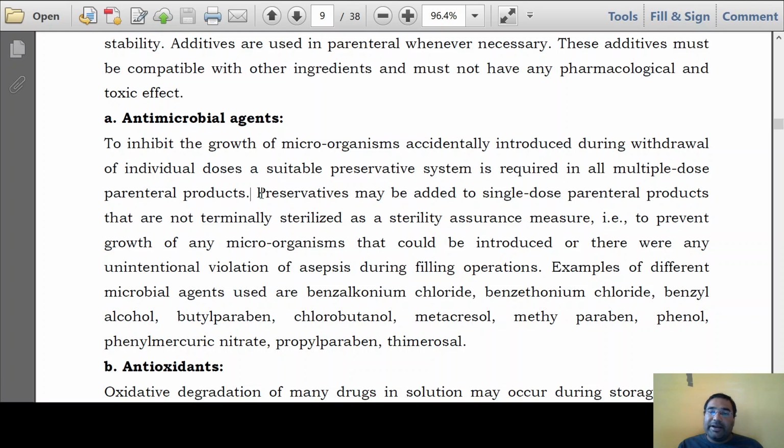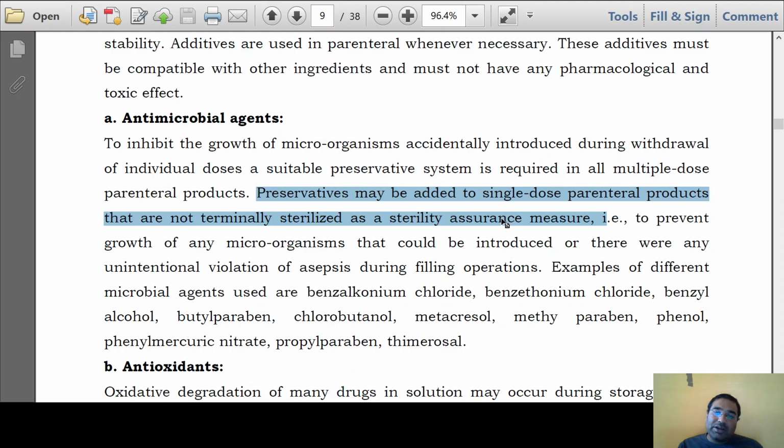Preservatives may also be added to single dose parenteral products that are not terminally sterilized, as a sterility assurance measure. Now what is the meaning of terminal sterilization? Terminal sterilization indicates sterilization of your final product. So prepare the product, and after preparation of the product, carry out the sterilization.